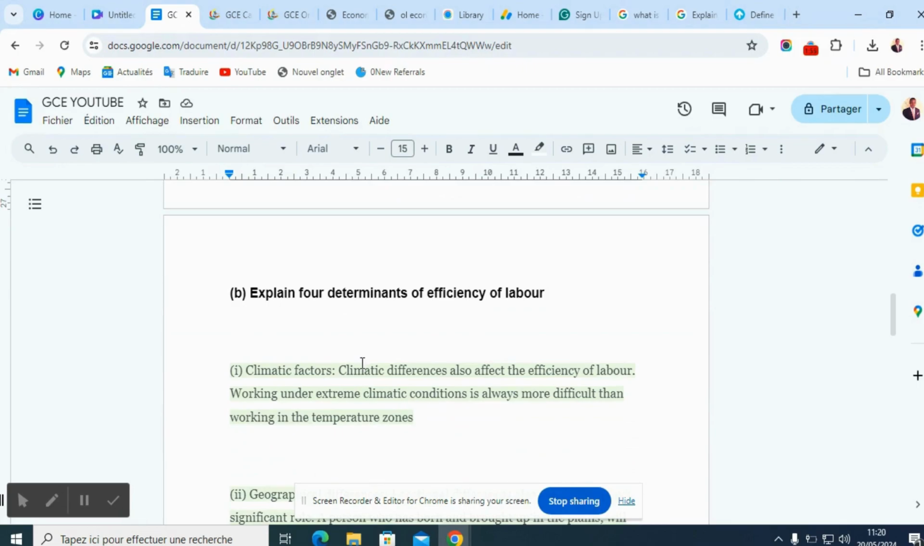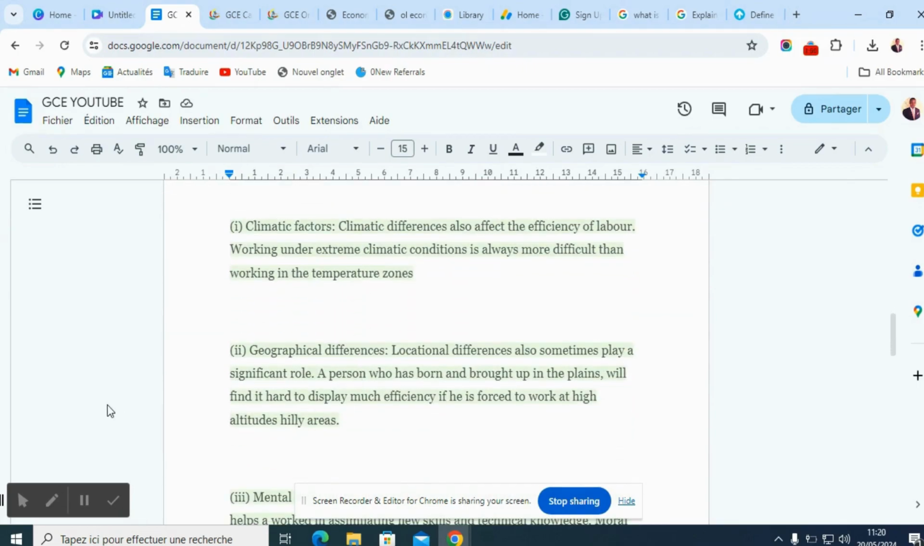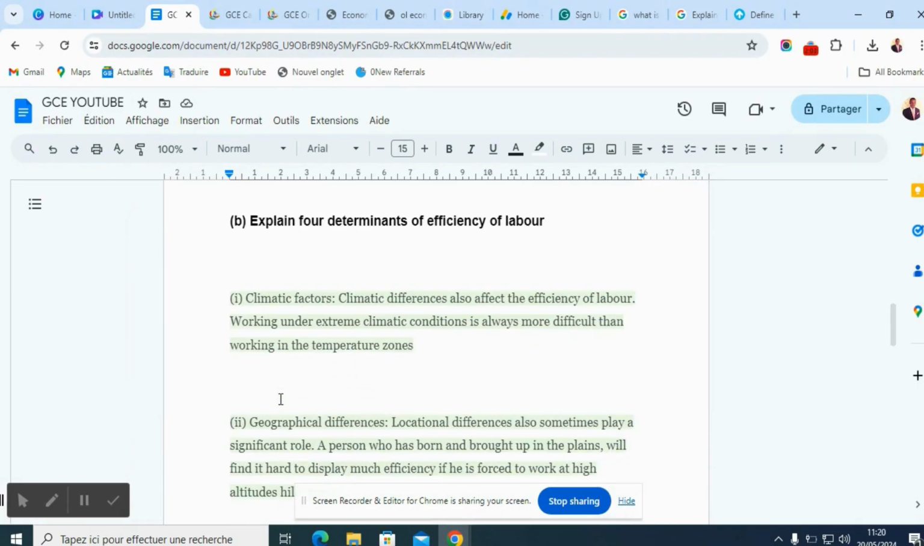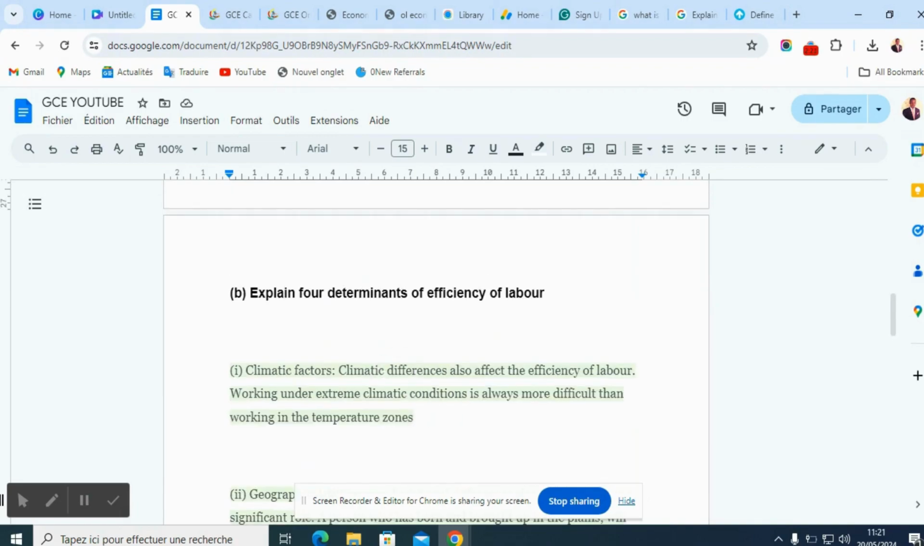The next question says, explain four determinants of efficiency of labor. What determines efficiency of labor? What can make people's labor to be strong? Number one is climatic factors. Climatic differences also affect the efficiency of labor. Working under extreme climatic conditions is always more difficult than working in temperate zones.